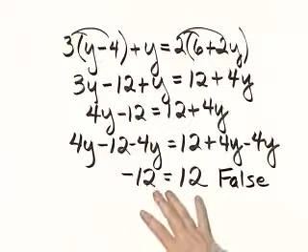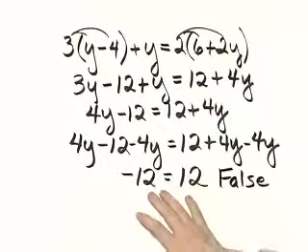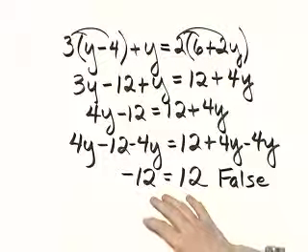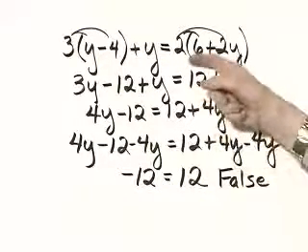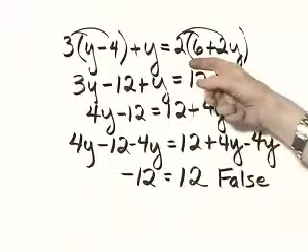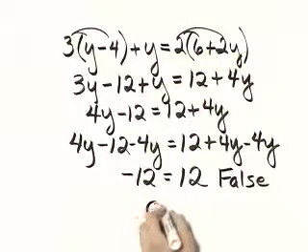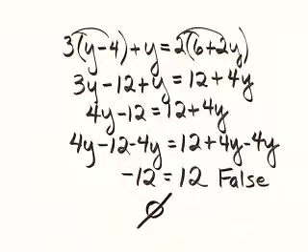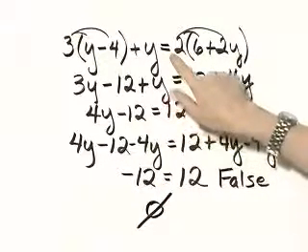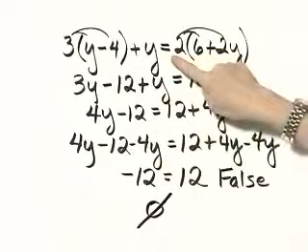When all your variable terms happen to subtract out and you end up with a false statement, such as we have here, this is a false statement, that means that there is no value for y that will make this a true statement. So what is your answer? Your answer is no solution, or you can use the empty set notation. This original equation has no solution.